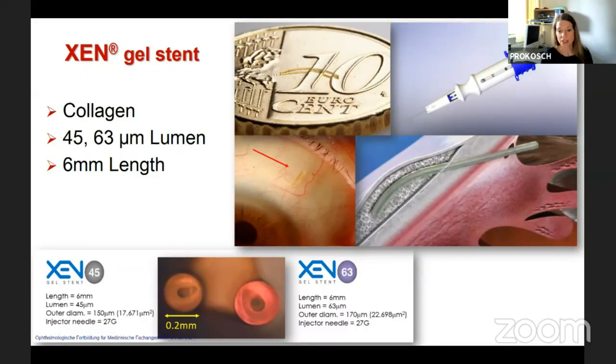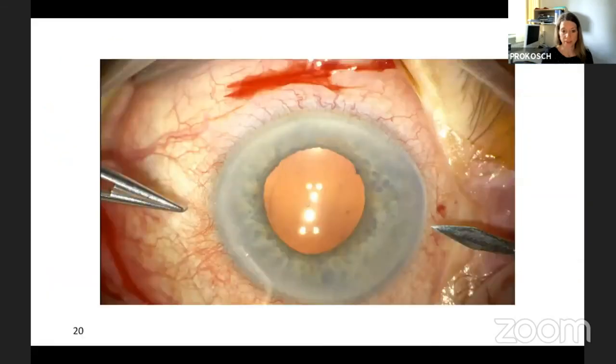And the injector has changed a bit as well, so it can fill the whole incision site. So you don't get early onset hypotony, which happened before with the Xen, because the injection site is larger than the filling of the stent. This would actually close down after a couple of days, but not initially.